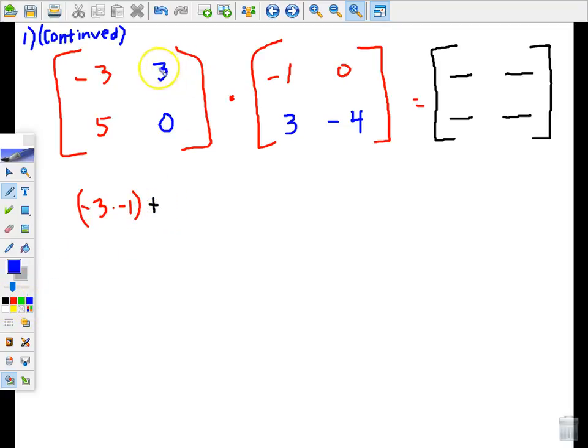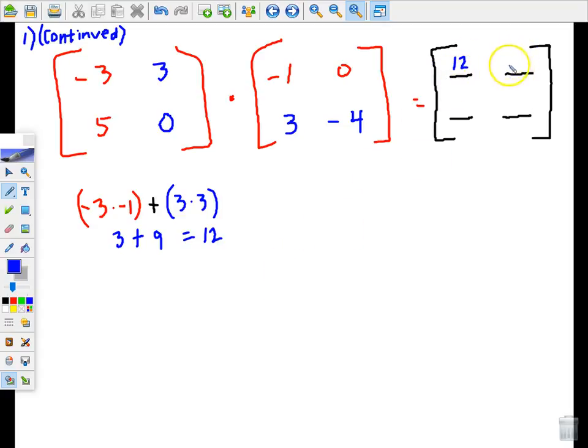Now let's do the blue. So 3 times 3. It works like this: the first number from the row times the first number of the column, plus the second number of the row times the second number of the column. So row times column, put those together. This is going to be 3 plus 9, and that gives me 12. So row 1, column 1 of my answer will be the number 12.